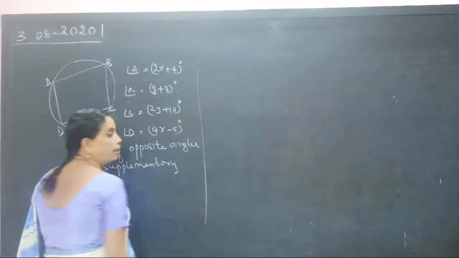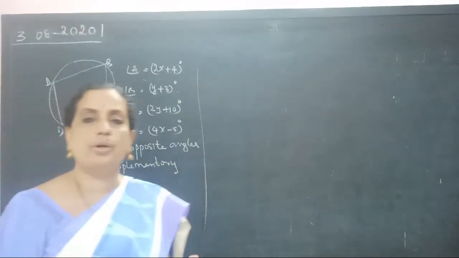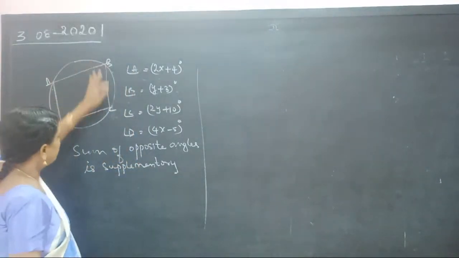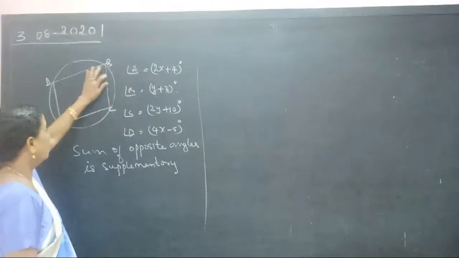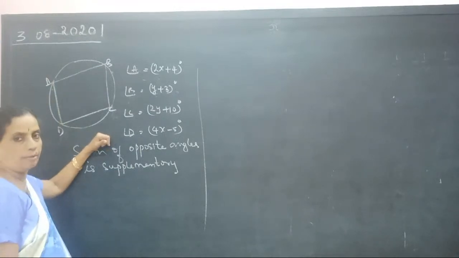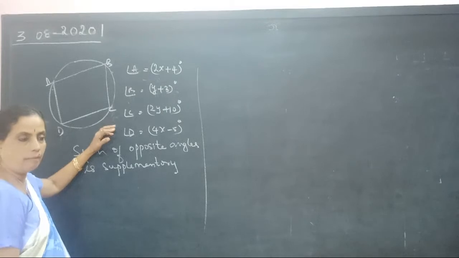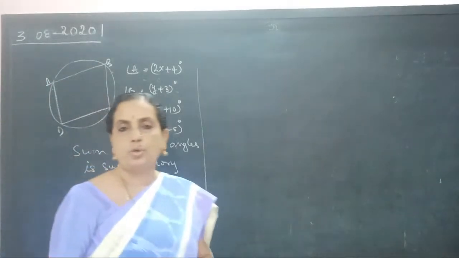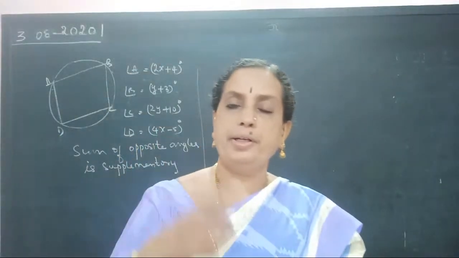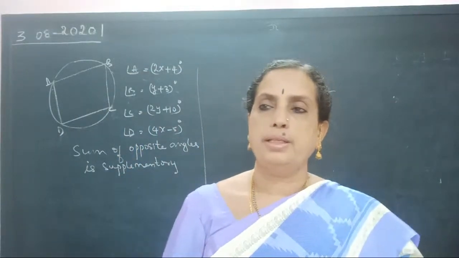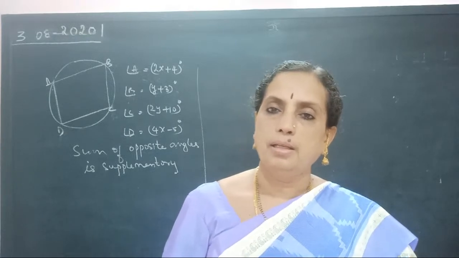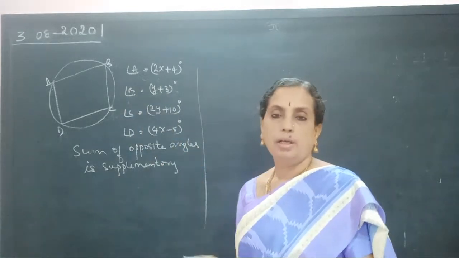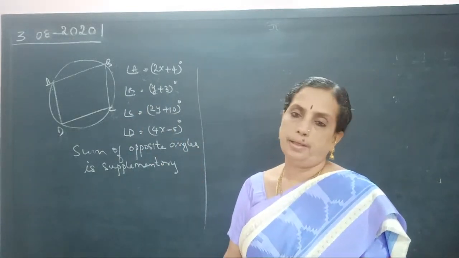Sum of the opposite angles supplementary. One thing you should keep in mind: you must write ABCD in either clockwise or anti-clockwise order. If you write it otherwise, the value goes wrong. It should be clockwise or anti-clockwise naming of the cyclic quadrilateral. This is the common mistake students make. If you take the opposite angles in a wrong order, they differ.